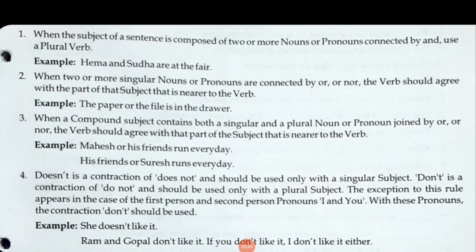Now our next rule: doesn't is a contraction of does not and should be used only with a singular subject, and don't is the contraction of do not and should be used only with a plural subject. The exception to this rule appears in the case of the first person and the second person pronouns I and you. With these pronouns, the contraction don't should be used.